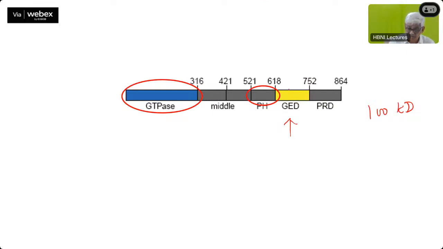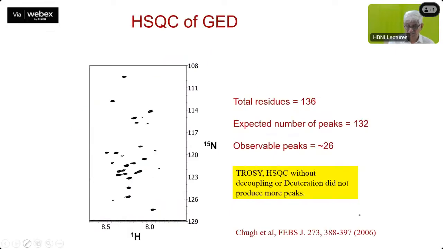But this is the domain. If you chop it off, it will not form an assembly. It will not assemble into the rope kind of structure. Therefore, this is the crucial thing which is responsible for the assembly of the dynamin into a large rope. This was the work of one of our students, Chuk. He is now a faculty at IISER Pune.